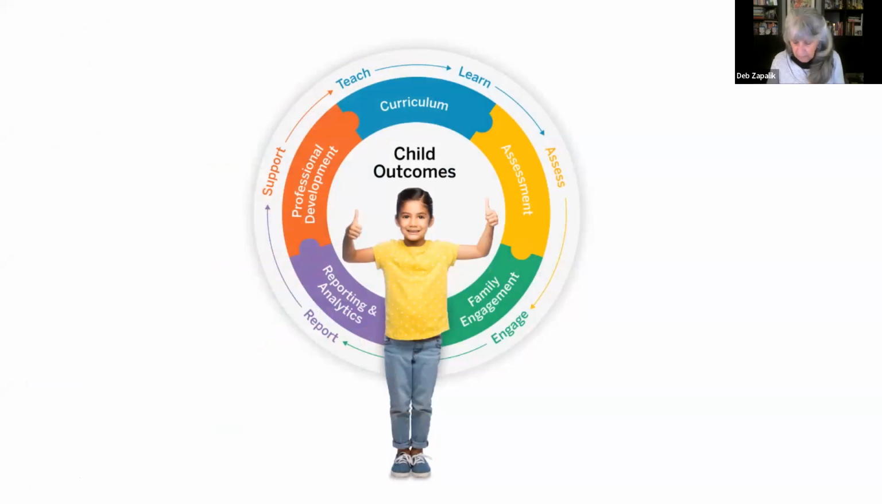So, what makes Teaching Strategies unique? It's what they call an ecosystem. And what I mean by that is that all the pieces, the planning, the assessment, the family engagement, the reporting and analysis of child outcome data, the professional development, is all connected under one platform. There's no visiting another platform to get information. It's all under one house. And it really supports teachers and families to identify what each child needs and how to support each child's development.